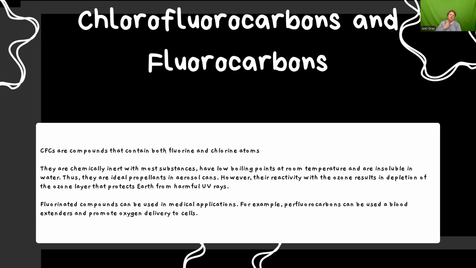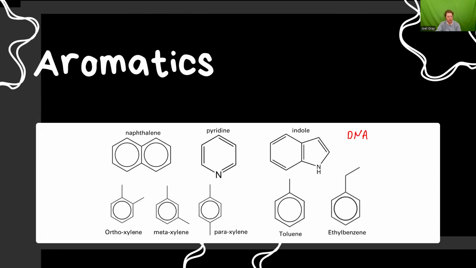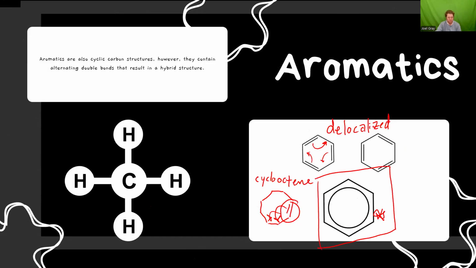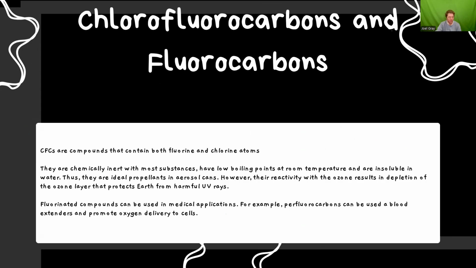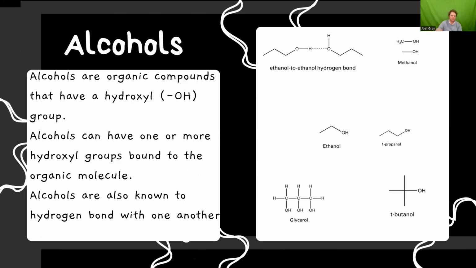Okay, so essentially what we've covered today so far is halogenated hydrocarbons, isomerism, specifically cis-trans isomerism, and aromatics. And last but not least, alcohols. We've talked about alcohols a little bit, but I want to extend that. Alcohols are organic compounds that have a hydroxyl group. Anytime you see OH, I want you to think alcohol. Alcohols can have one or more hydroxyl groups bound to the organic molecule.